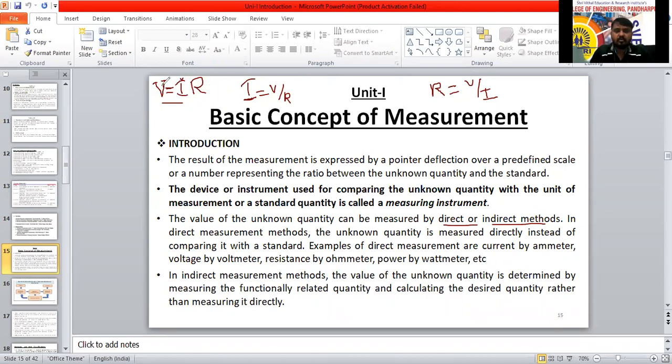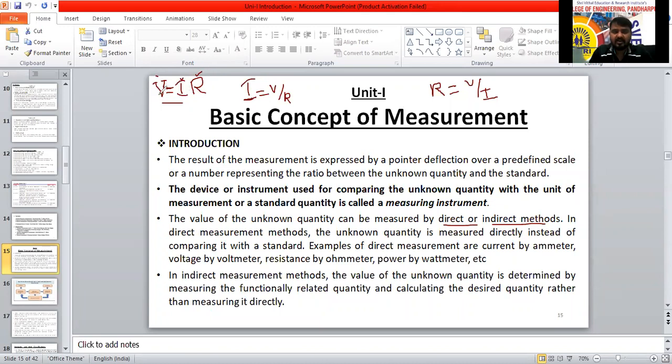So voltage will be measured by which meter? Voltmeter. Current will be measured by ammeter, and resistance will be measured by ohm meter. It is going to measure the value. Ohm meter we are going to call.